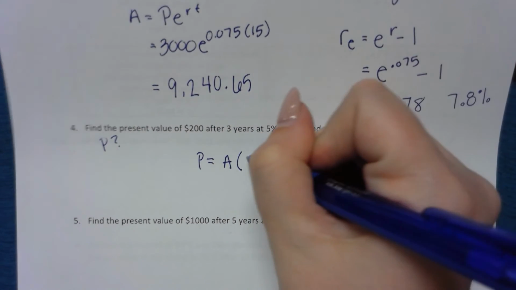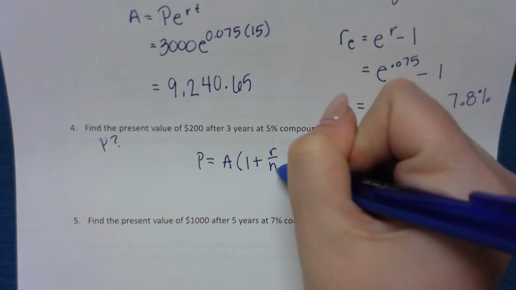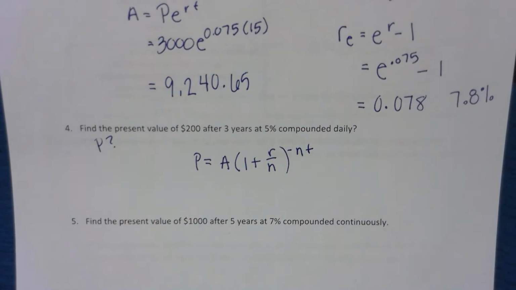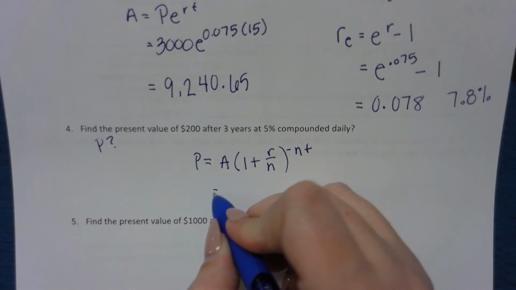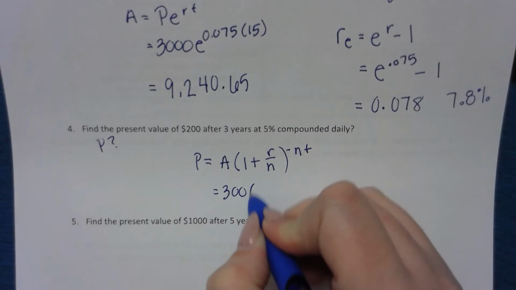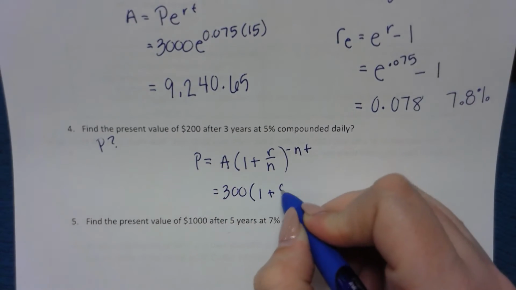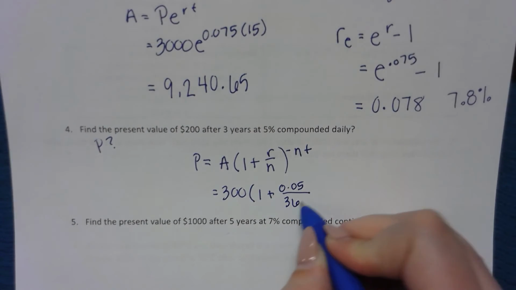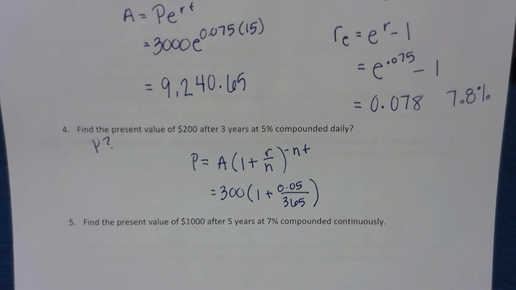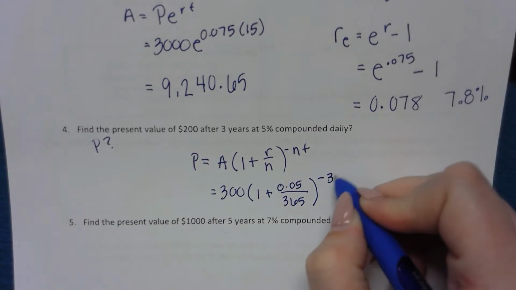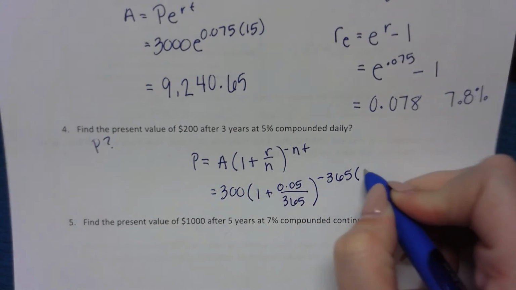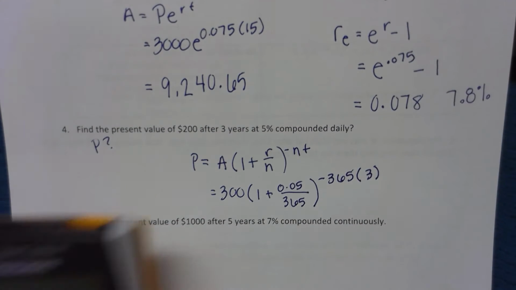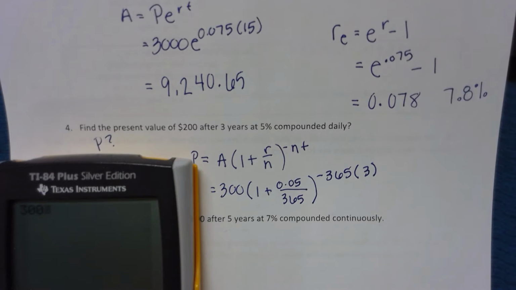Now compounded daily means our formula is this. But because the A and the P switched, our exponent is now negative. So I want to have $300 at a rate of 5%. Compounded daily would be 365 times a year, to a negative 365, the number of years would be 3. So plug that into our calculators. 300.